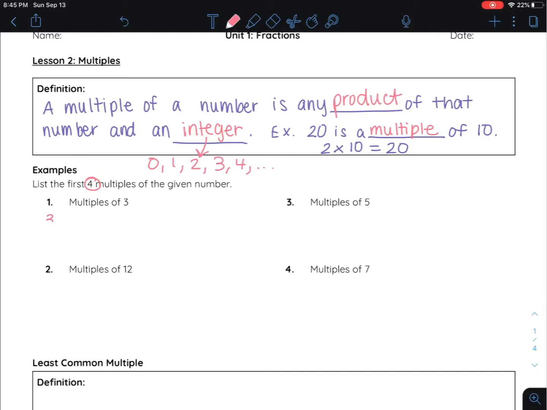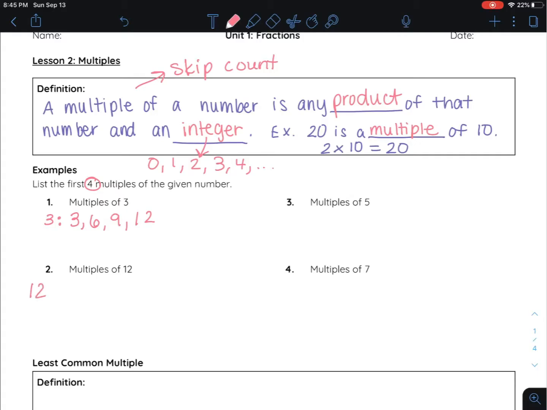So multiples of 3. This is actually just skip counting. So if you wanted to put a little note here, a multiple is just when you skip count. So 3, 6, 9, 12.